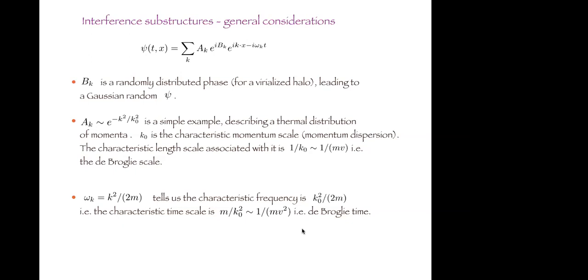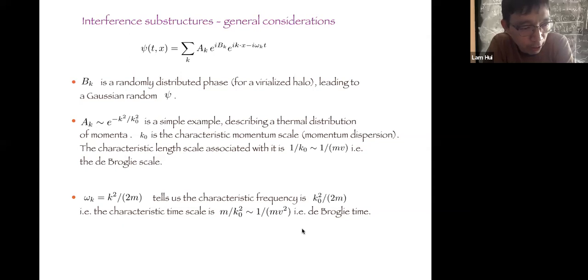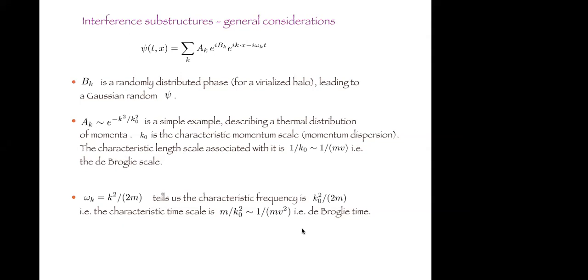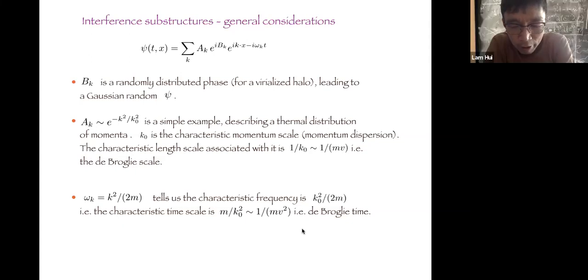I'm not sure if my question will make much sense, but these solitons will be forming, you said, in the center of the halo, right? So a soliton in the center of halo, yeah. Should I worry that they may fall into the black holes in the center of galaxies? Yeah, absolutely. That's a very good question.